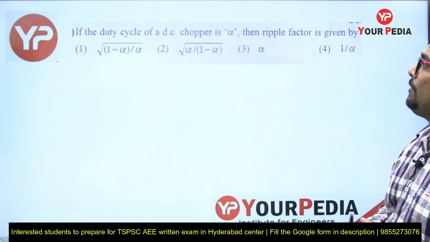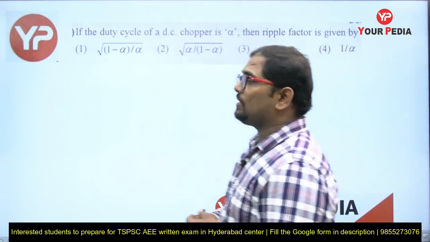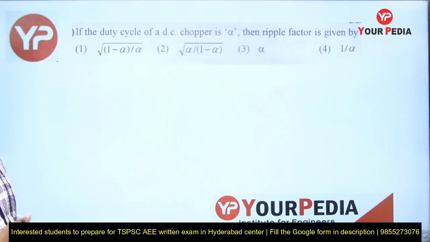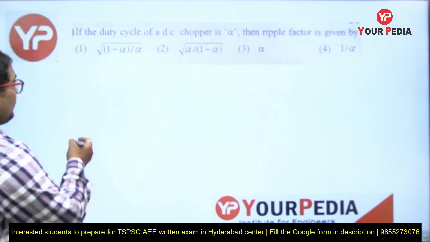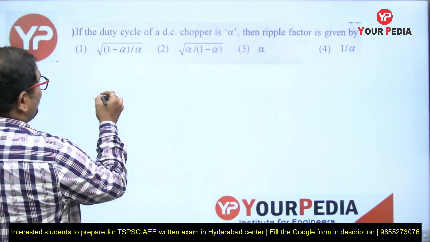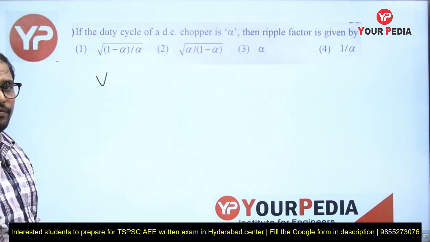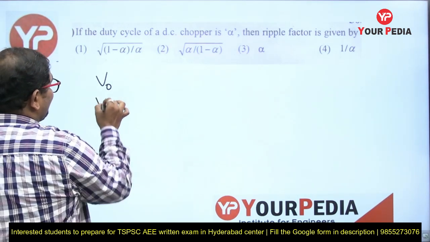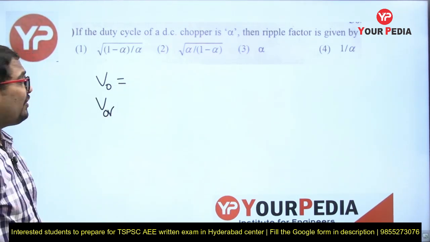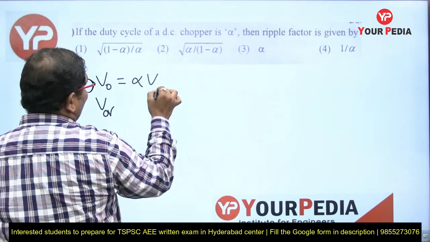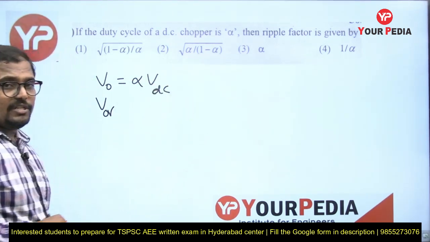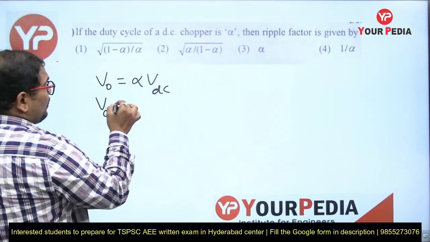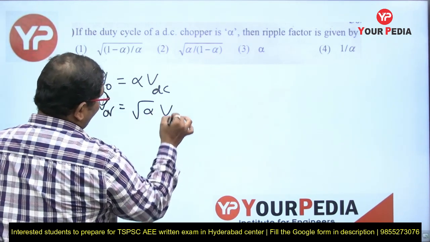What is the next question he has given? If the duty cycle of a chopper is alpha, what is the ripple factor he has given? So what is the ripple factor? He is asking, if you know the duty cycle as alpha. To answer this, first you need to know the chopper output voltage in terms of average values and in terms of RMS values. Let me write the equations directly. Wherever we discuss the chopper, there we will derive this. Okay, so the RMS voltage is root of alpha into VDC.